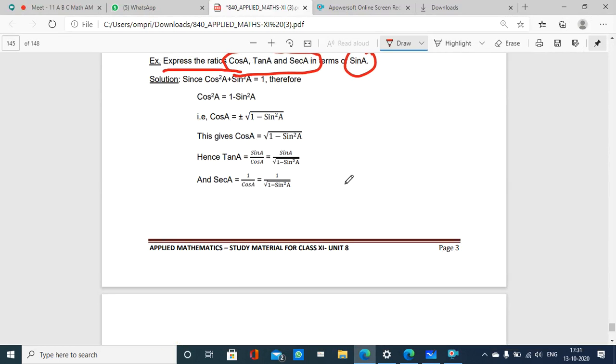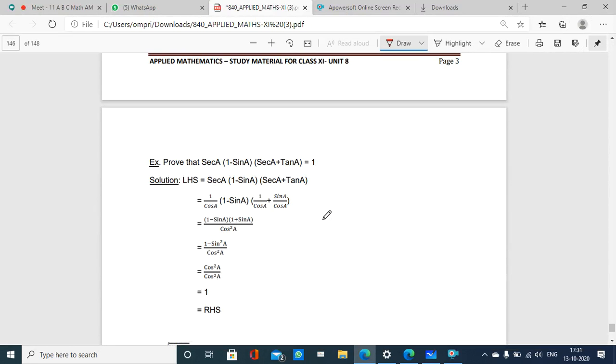Okay, so this one is done. Okay guys, it has forgotten to write plus or minus here, so it's a printing mistake, just put plus or minus over there. Okay, next one, let's talk about this one.